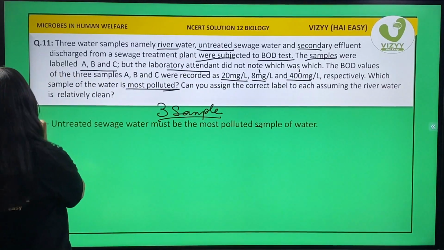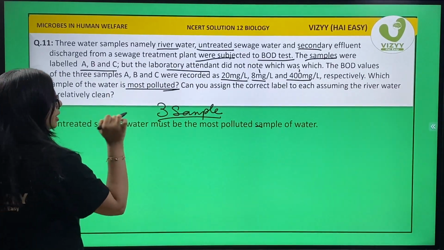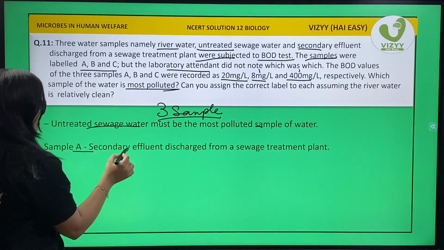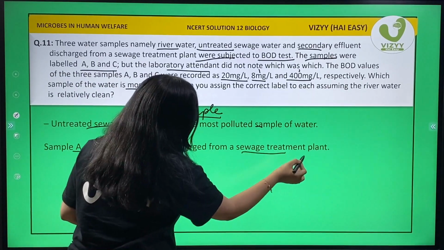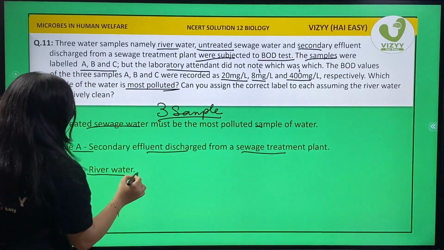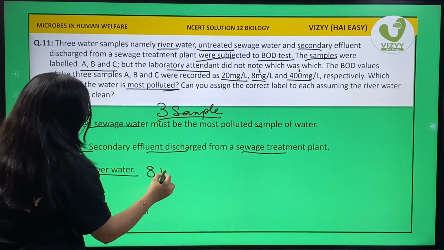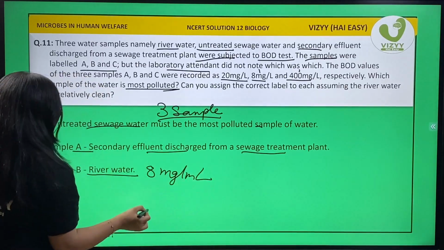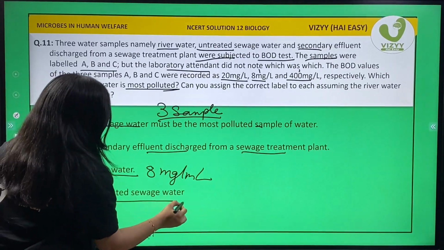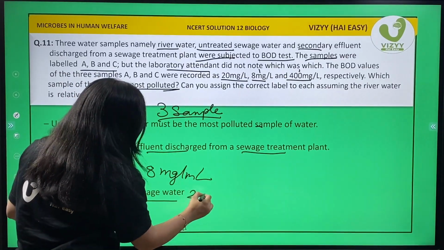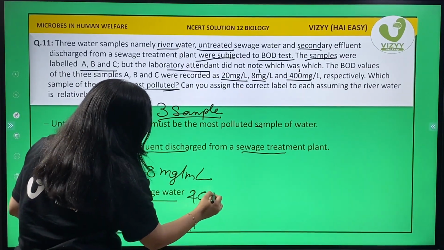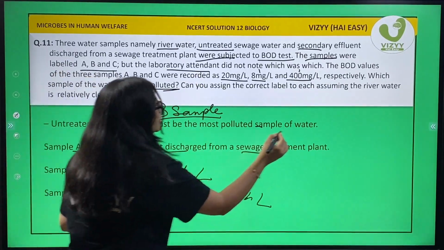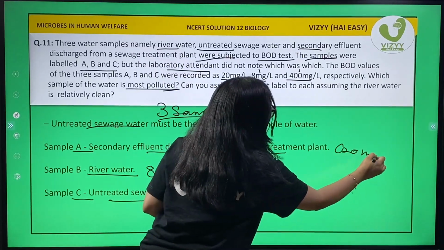So we'll write 400 mg per ml is our sewage water. Sample A is secondary effluent discharged from sewage treatment plant. Sample B is river water, 8 mg per ml. And sample C is untreated sewage water, that is 400 mg per ml. Okay, this is 20 mg per ml.